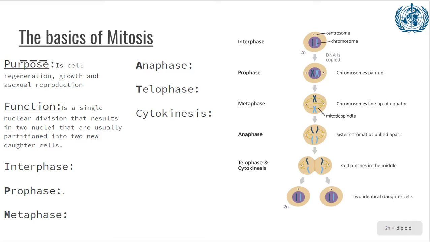Then, the final letter in PMAT, the T for telophase, where a membrane surrounds each set of separated chromosomes to create 2 nuclei. In the final stage, we have cytokinesis, where basically the single cell splits between the 2 nuclei.